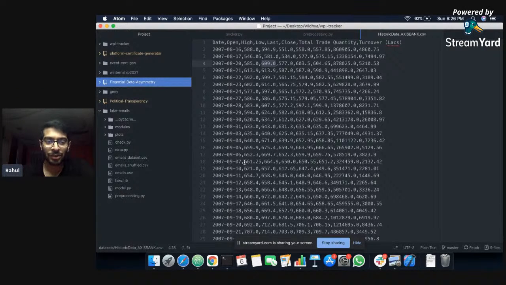So that's basically about the project. We'll be taking an email ID, and we'll be trying to predict whether that particular email ID is actually a genuine one or not.